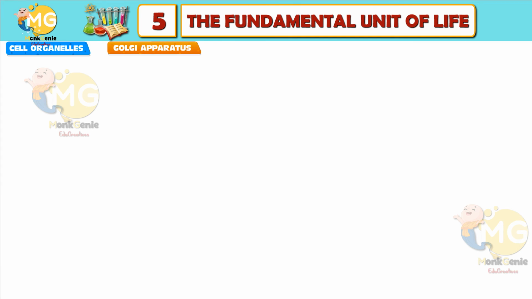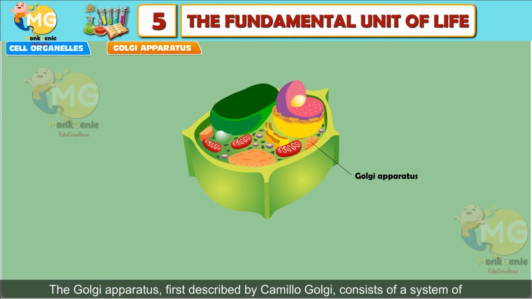The Golgi apparatus. The Golgi apparatus, first described by Camillo Golgi, consists of a system of membrane-bound vesicles arranged approximately parallel to each other in stacks called cisterns. These membranes often have connections with the membranes of ER and therefore constitute another portion of a complex cellular membrane system. The Golgi apparatus is also involved in the formation of lysosomes.